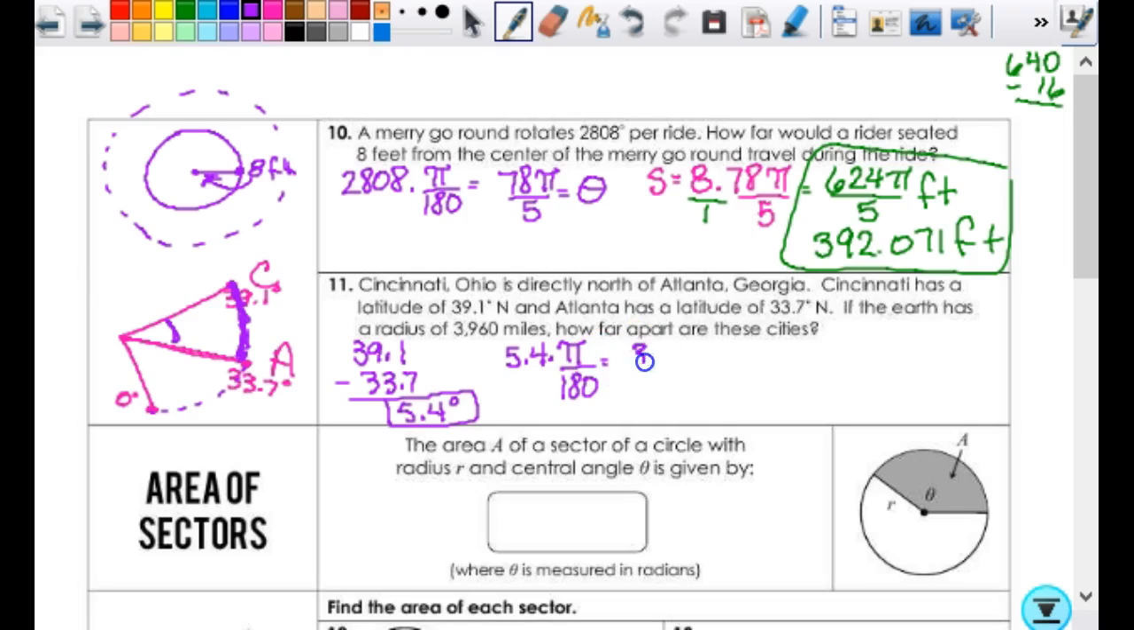3 pi over 100. Good. And make sure you're punching these buttons in to make sure you're getting it, so that you're not just listening to me and waiting on this. We all okay with that? All right, so now I have theta. So now my arc length is just equal to the radius, which is 3,960 miles, times 3 pi over 100.